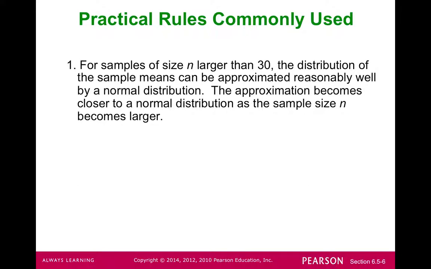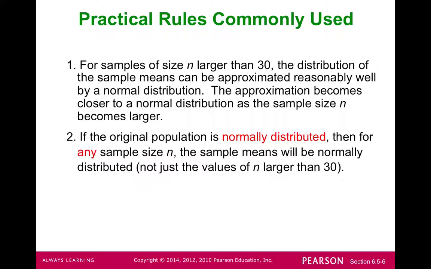Okay. So how do we actually use this? Some practical rules. So for samples of size n larger than 30, so meaning that you have more than 30 in your sample, the distribution of the sample means can be approximated reasonably well by a normal distribution. So what that means is that bell-shaped curve does a pretty good job of showing the distribution of the sample means as long as your sample size is larger than 30.